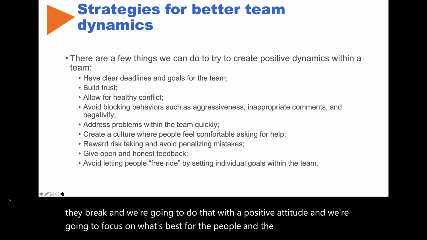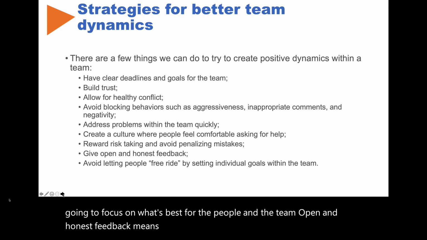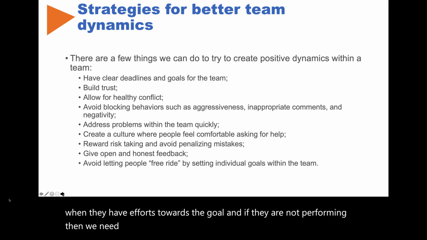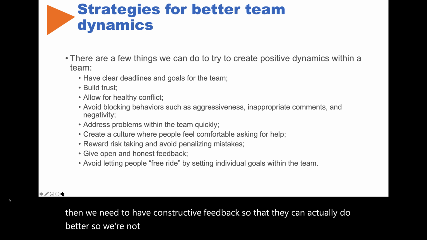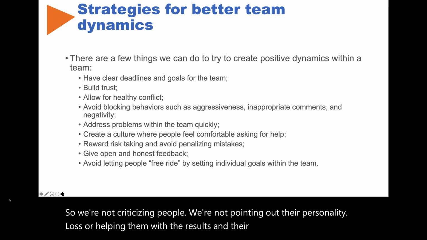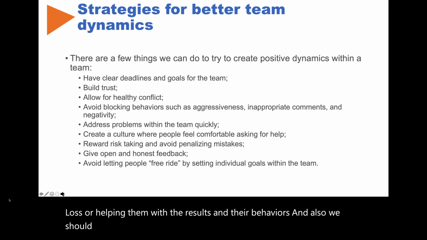Open and honest feedback means we reward people for the results. We acknowledge when they have efforts towards the goal. And if they're not performing, then we need to have constructive feedback so that they can actually do better. So we're not criticizing people. We're not pointing out their personality flaws. We're helping them with the results and their behaviors. And also we should avoid letting people free ride because that will hurt the morale of the team.